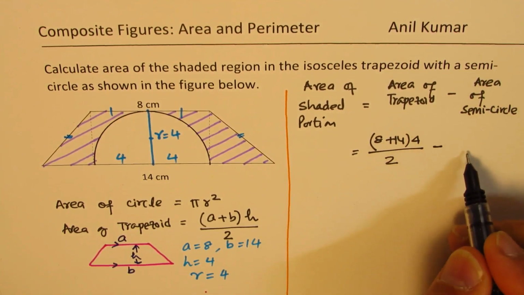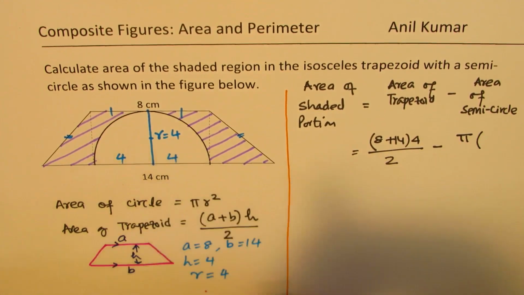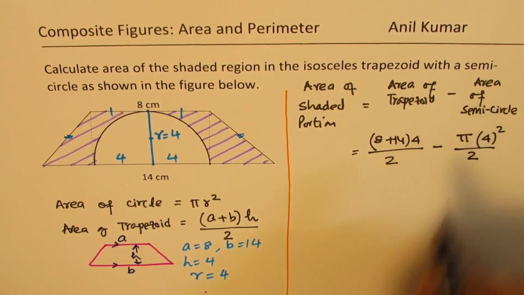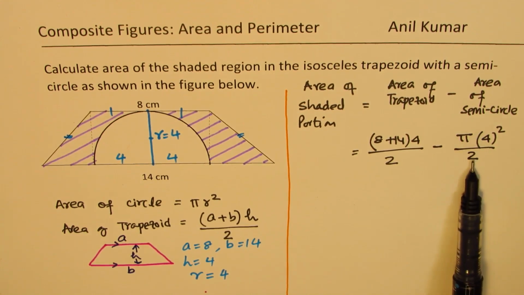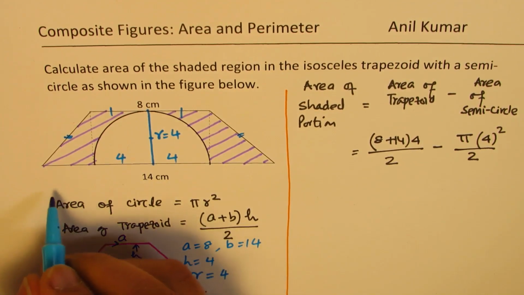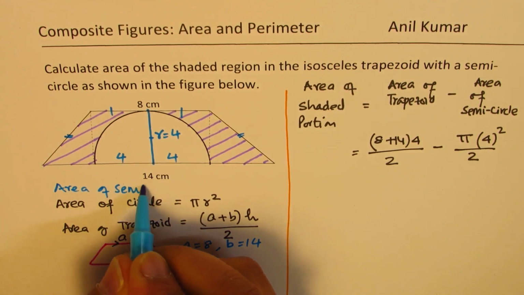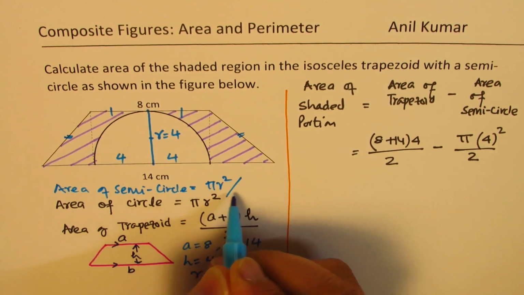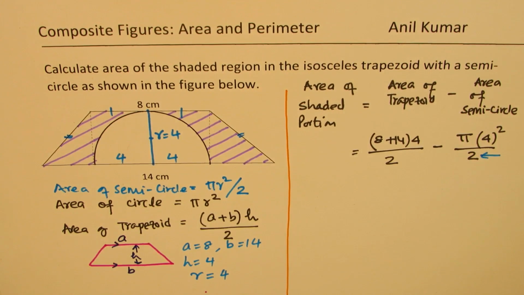minus area of semicircle. Semicircle means pi times r square, r is 4, divided by 2. Semicircle means half circle. So we have to divide the circle area by 2, right? So that is to say that area of circle is this much. So area of semicircle equals pi r square divided by 2. So we did this here, correct? So that is how you're going to find it.